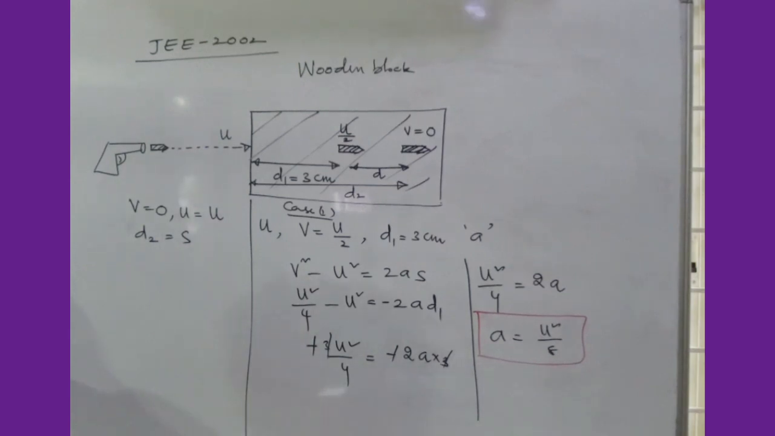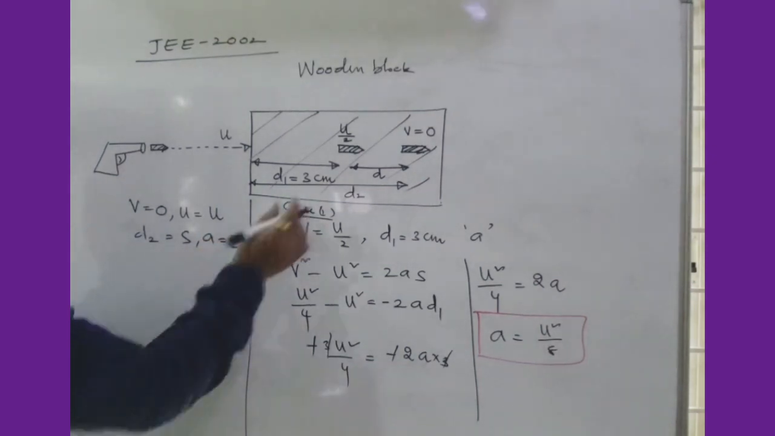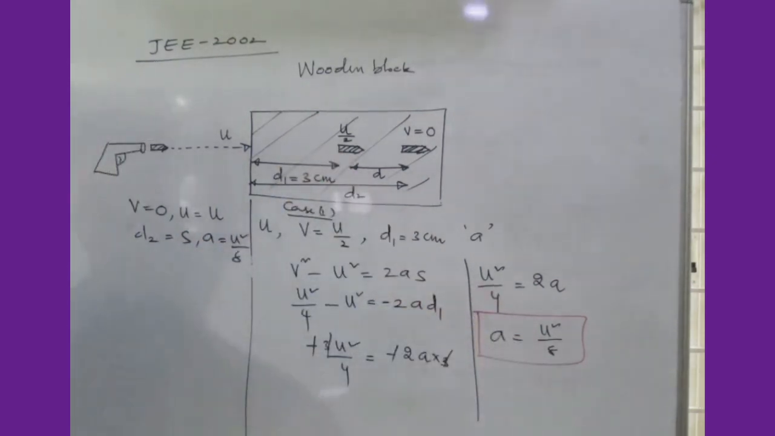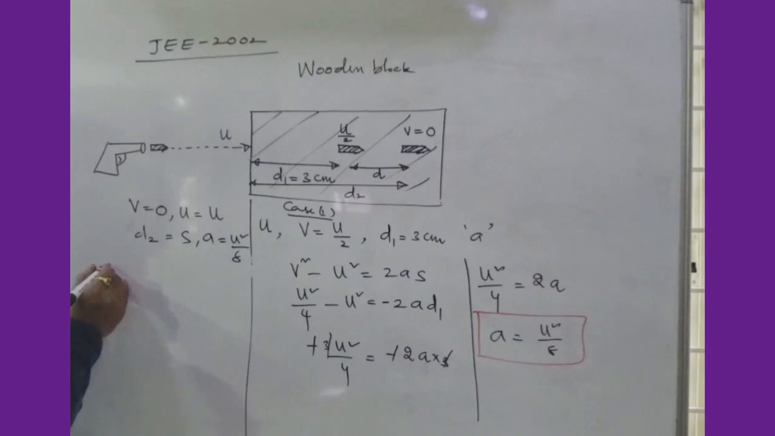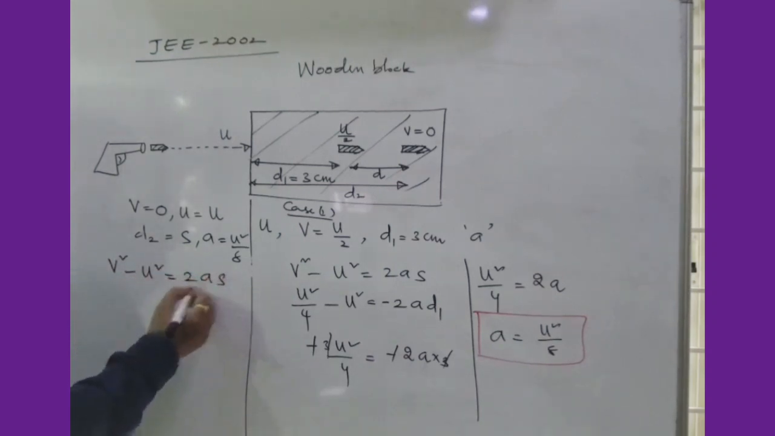Is it fine? So final velocity is becoming 0. What is the initial velocity? U is equal to u, s is equal to, right? And d2, so distance is nothing but d2. So d2 we have to calculate by substituting acceleration. So acceleration is already there, u square divided by 8. Now v square minus u square is equal to 2as again. So v square minus u square is equal to 2a into s.